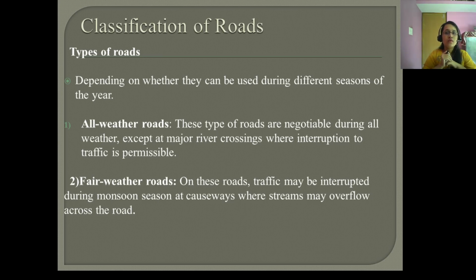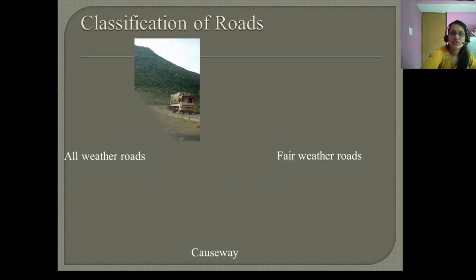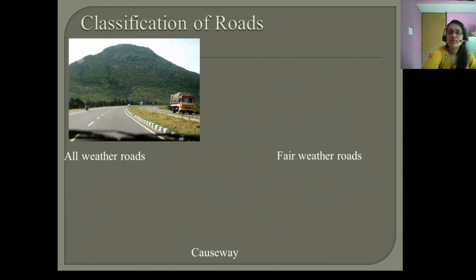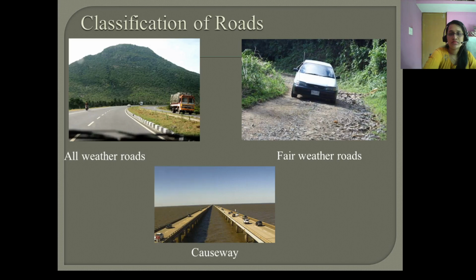So what is a causeway? It is a track, road or a railway on the upper part of an embankment. The materials used for construction are concrete, masonry and earthfill. This is a picture showing all weather roads, fair weather roads, and a causeway, as I told you.